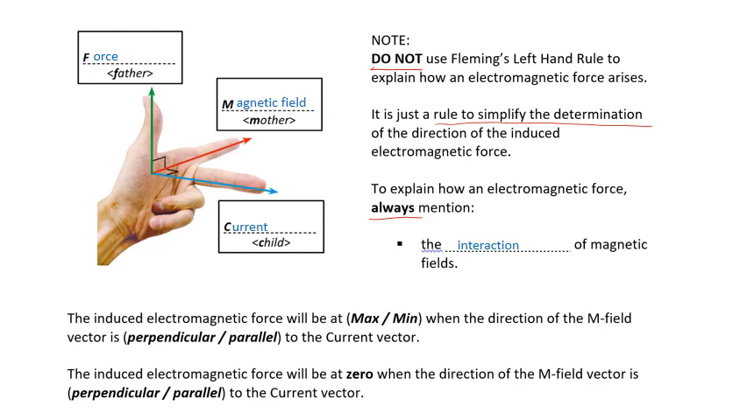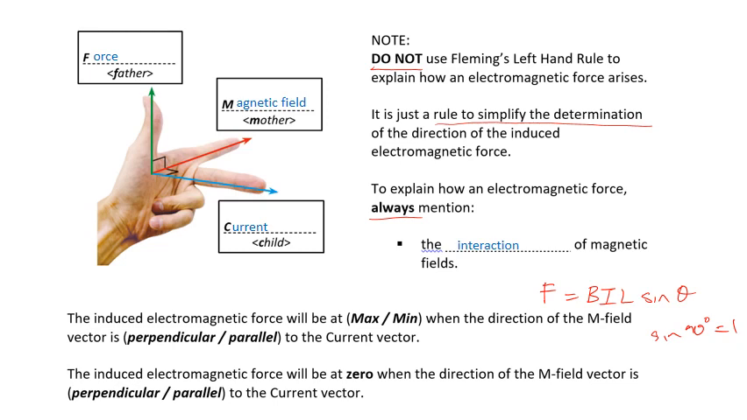Actually, the induced force can be calculated using F equals B I L sine theta, where B is the strength of the magnetic field, I is the value of the current, L is the length of the conductor, and theta is the angle between the magnetic field and the current. Of course, if the angle is 90 degrees, I hope you know that sine 90 equals 1. When the angle is 90 degrees, the induced force is at the maximum.